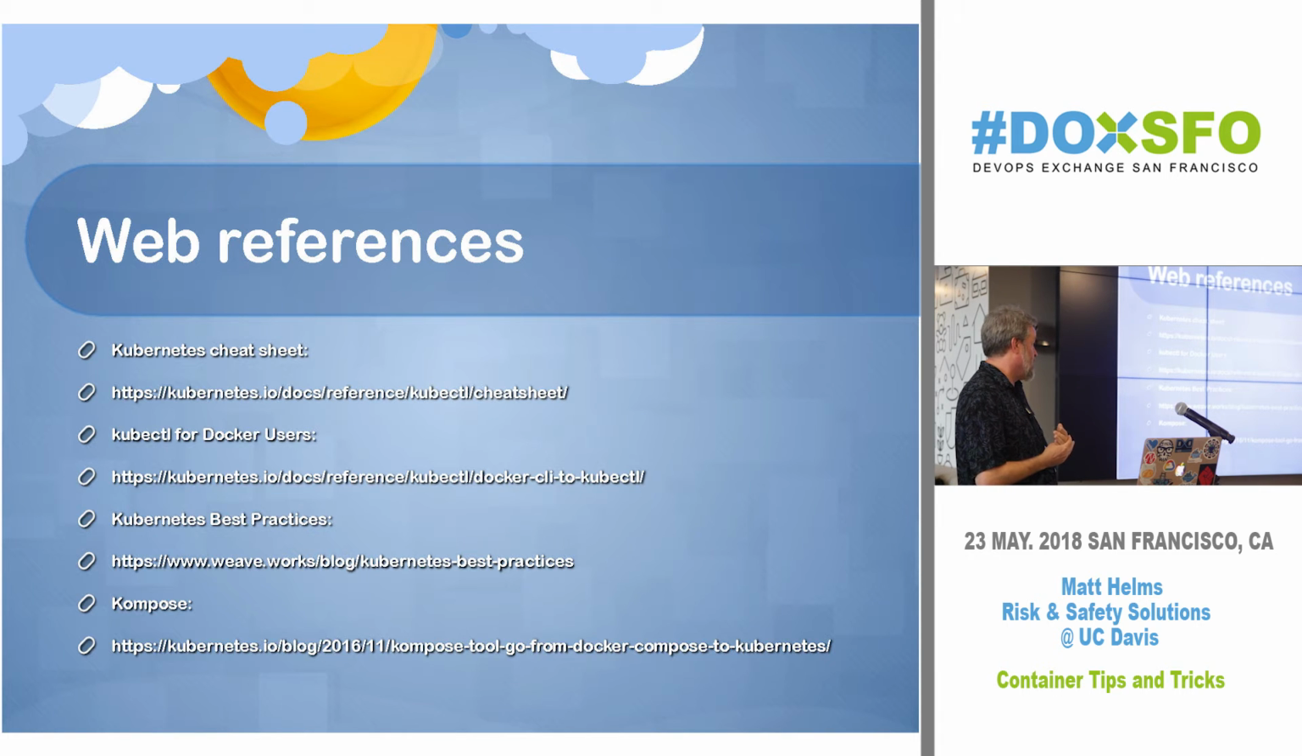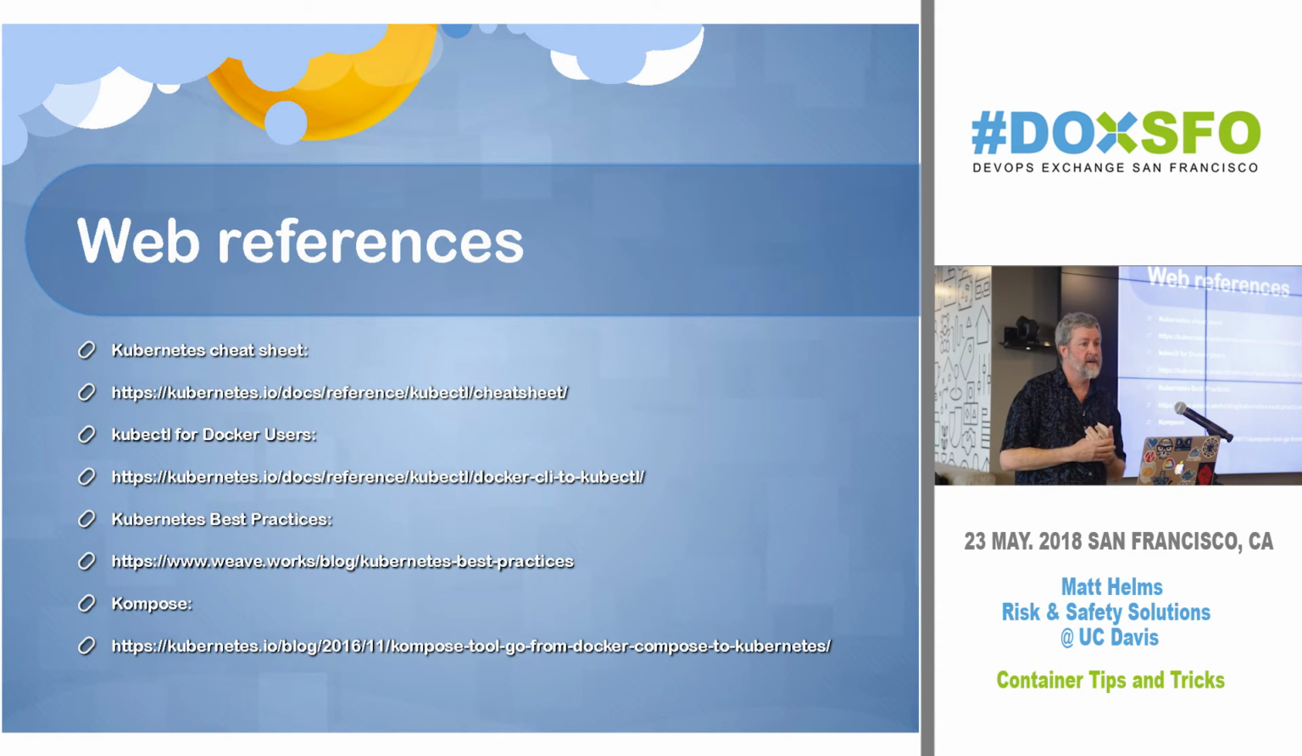Kubernetes cheat sheet, kubectl for Docker users, that kind of helps you, okay, I was using Docker or Docker Compose, what are some of the equivalent ways to run the Kubernetes commands. Also, Kubernetes best practices, and then finally Compose with a K. It's a nice little tool where you can take your Docker Compose files and convert those to a YAML file that you can use with the Compose command for Kubernetes and then run things in Kubernetes. So save you a little trouble in the transition.